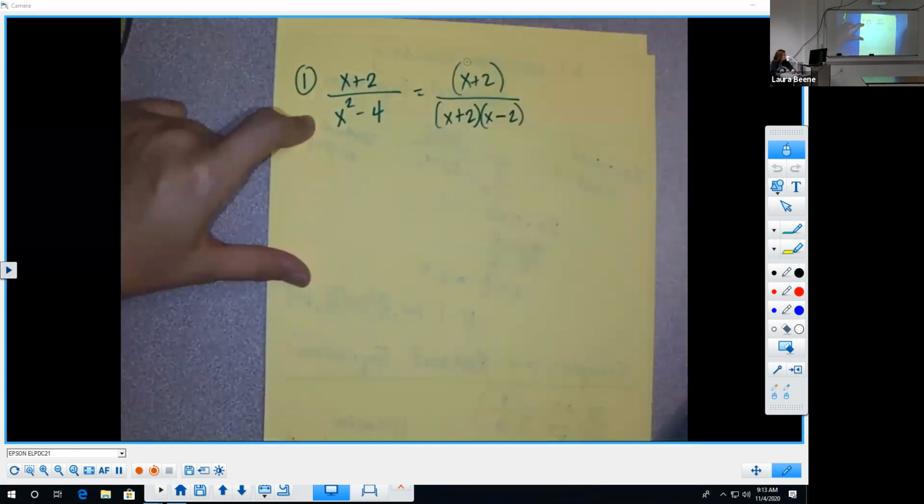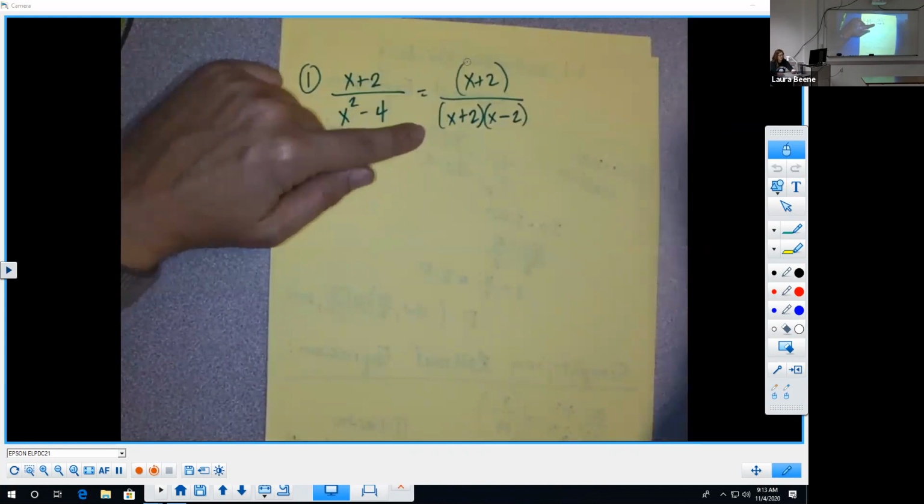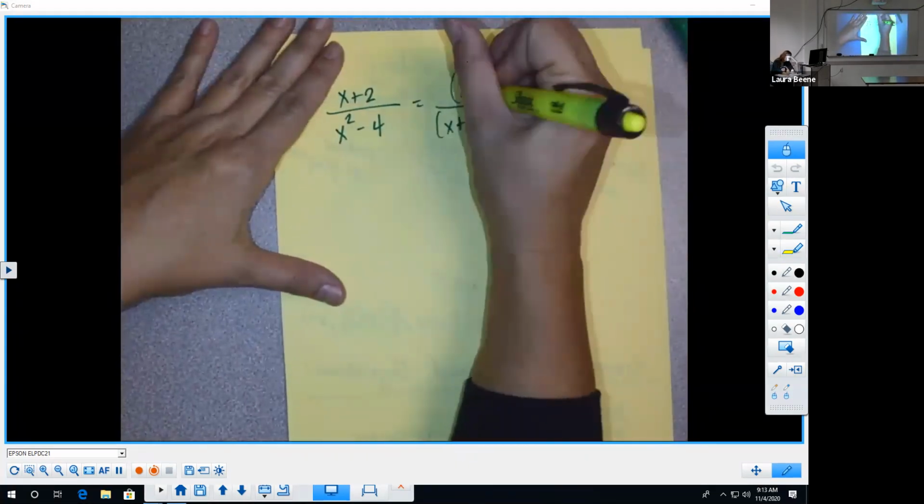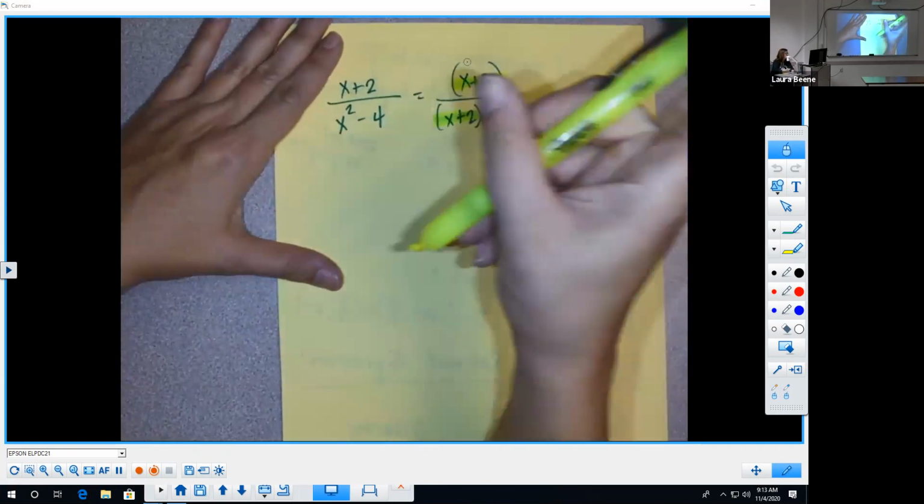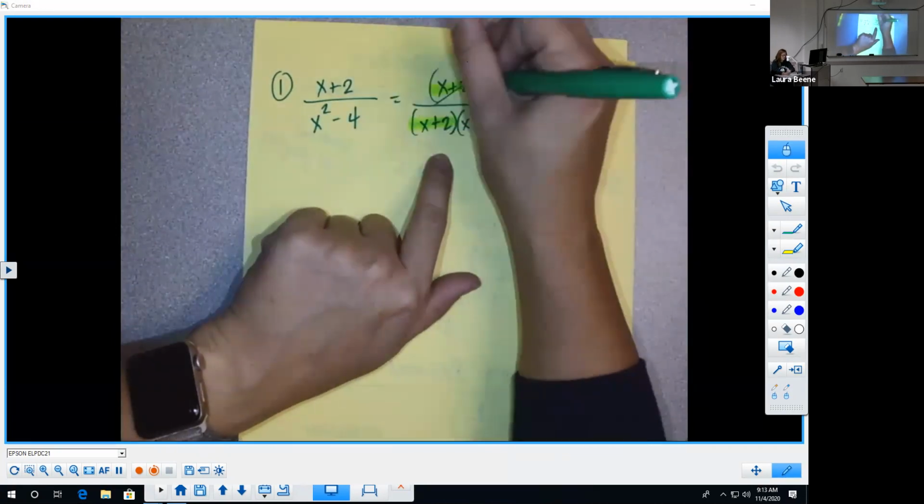So now, do I have common factors? Yeah, if you look on top, I have an x plus 2. On bottom, you have an x plus 2. So these two are your common factors. Usually I do this on white paper, and this highlighter is really helpful, but you can't really see it very well here. So those are my common factors that I can cancel out.